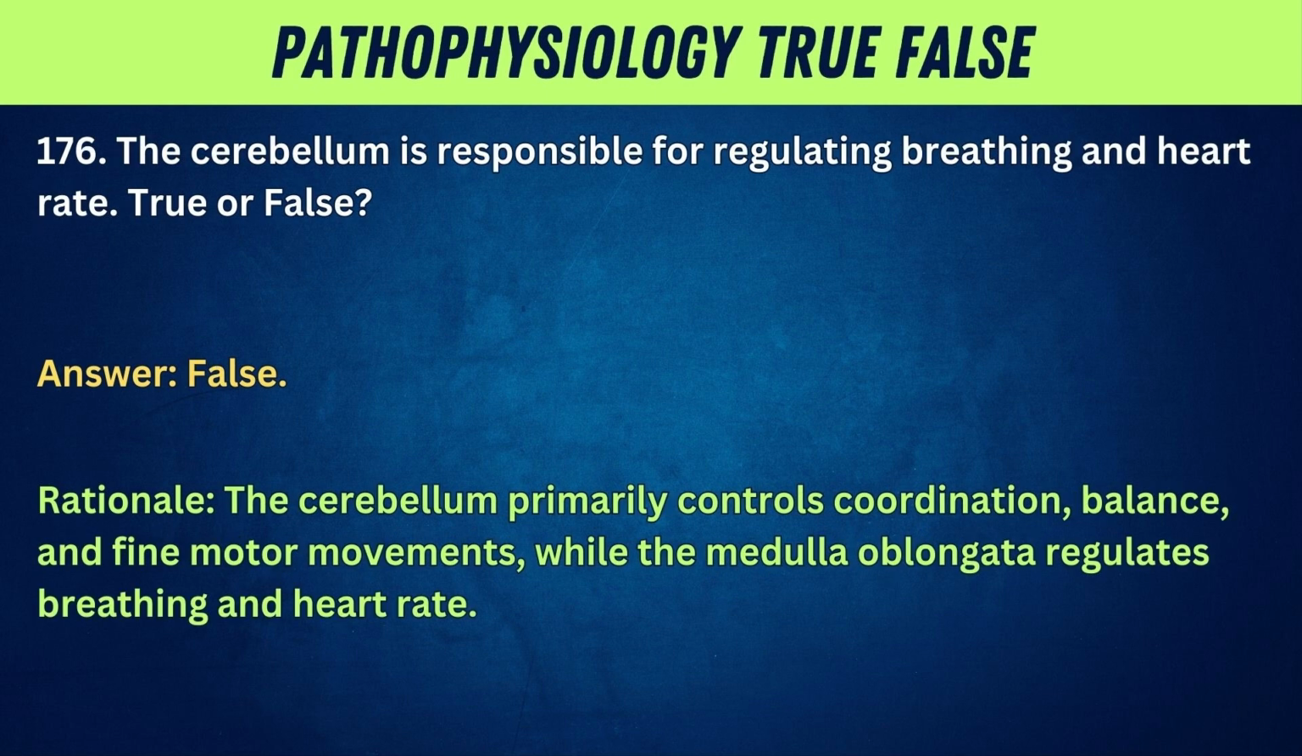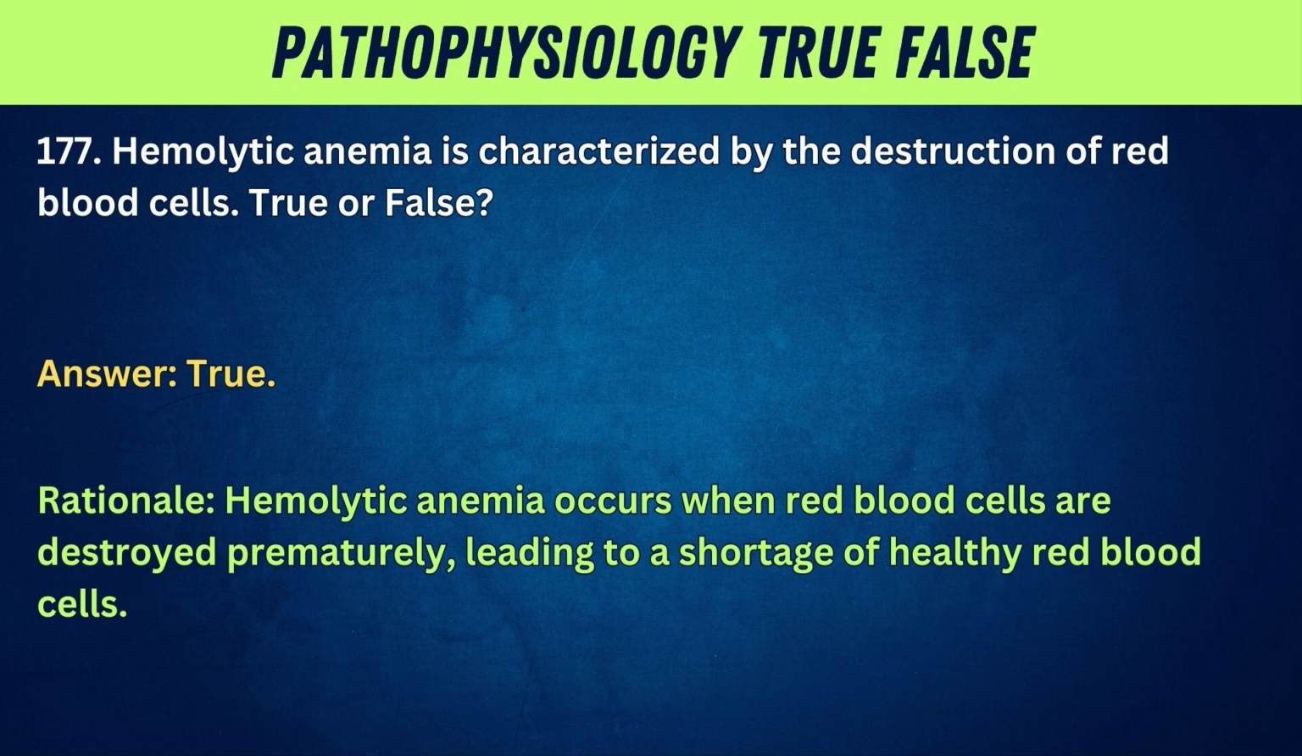big toe. 176. The cerebellum is responsible for regulating breathing and heart rate. True or false? Answer: false. Rationale: the cerebellum primarily controls coordination, balance, and fine motor movements, while the medulla oblongata regulates breathing and heart rate. 177. Hemolytic anemia is characterized by the destruction of red blood cells.